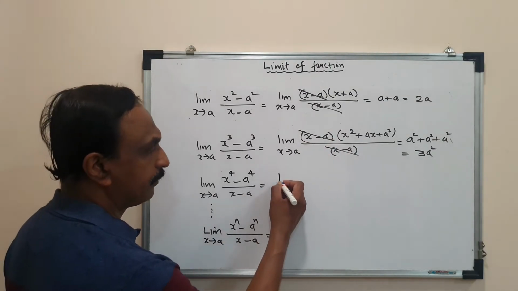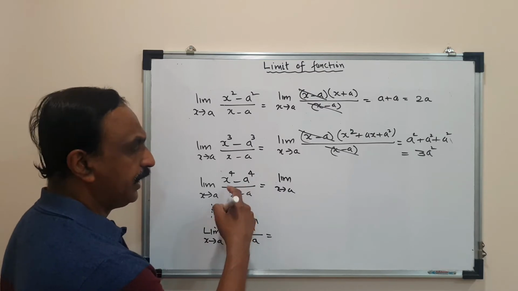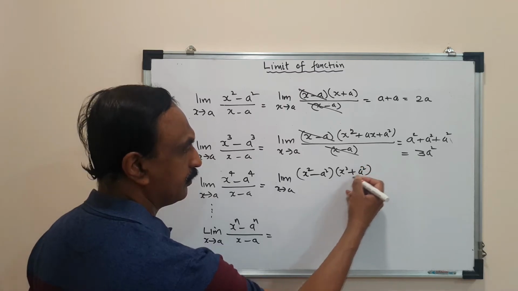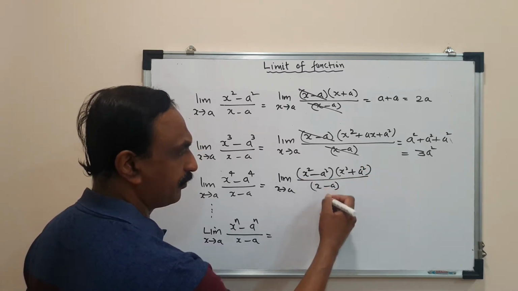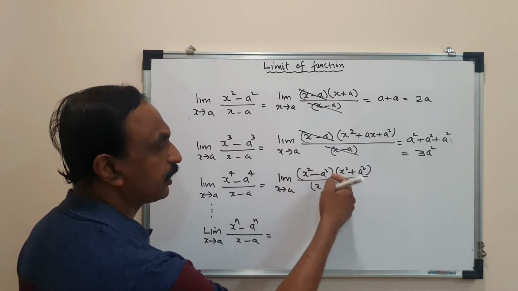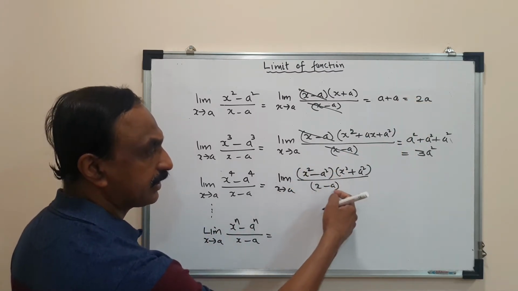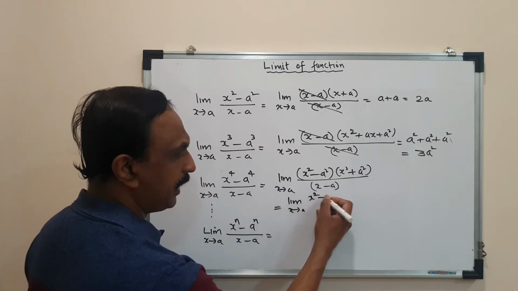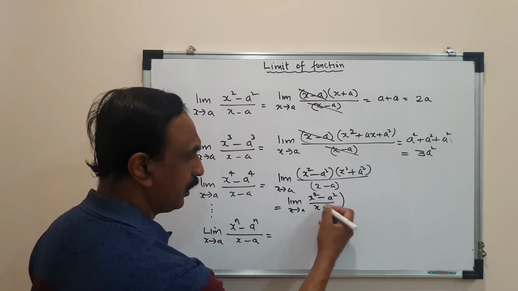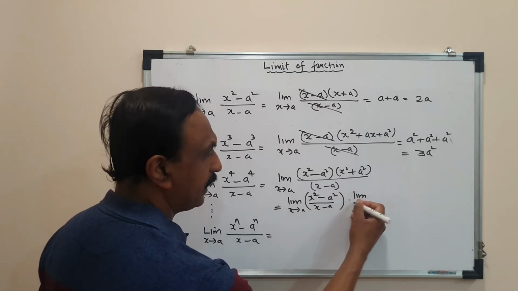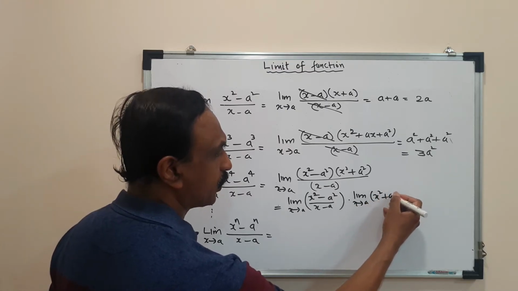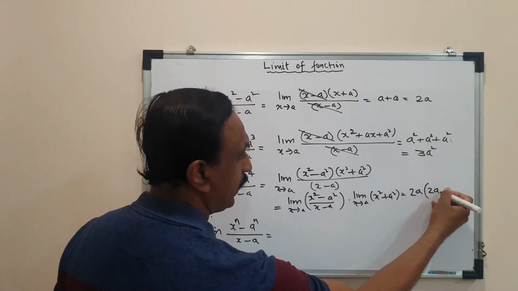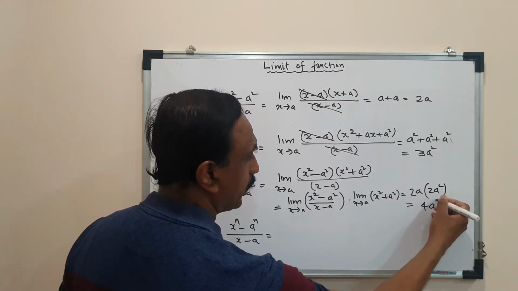Let's have a look at the third one. Limit x tending to a. Now here I am going to factorize this way: x squared minus a squared into x squared plus a squared divided by x minus a. We already calculated the limit of this as 2a, so you may directly substitute 2a. I can write limit x tending to a of x squared minus a squared upon x minus a as the first part, and I take x squared plus a squared separately. So my answer becomes 2a here, and 2a squared here. Finally, my answer is 4a cubed.